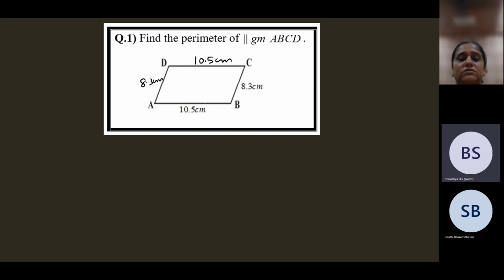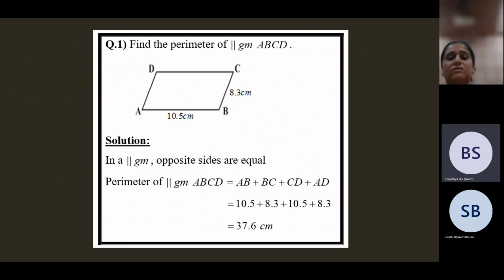Now, how will you find the perimeter of a figure? Ma'am, we should add that. Add the lengths of all the four sides. So AB plus BC plus CD plus AD will give you the perimeter of ABCD, correct? Yes, ma'am. Very good. Take down the answer, children.